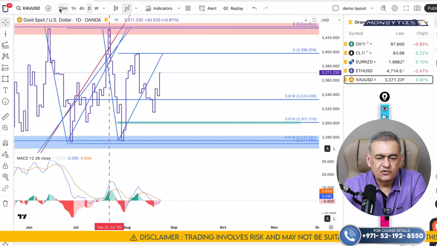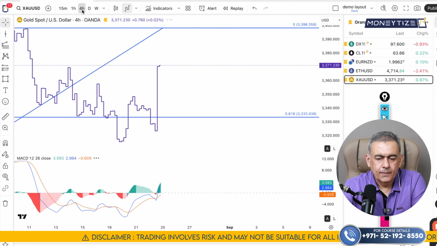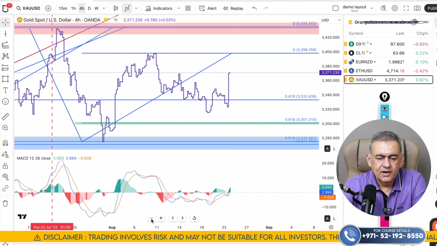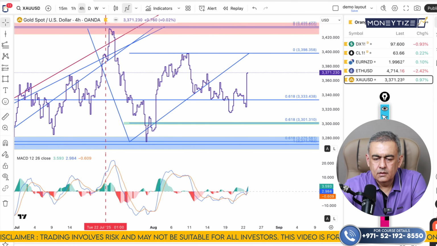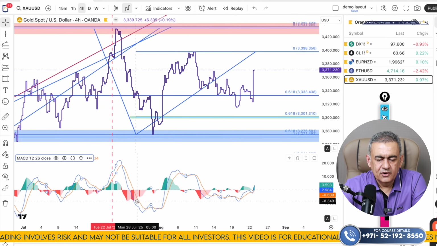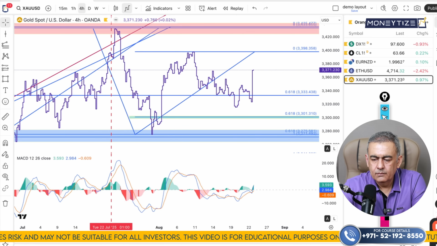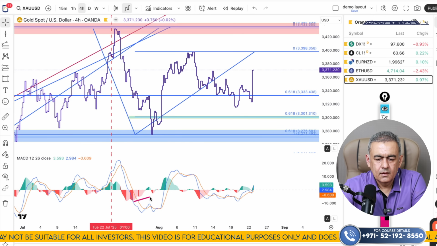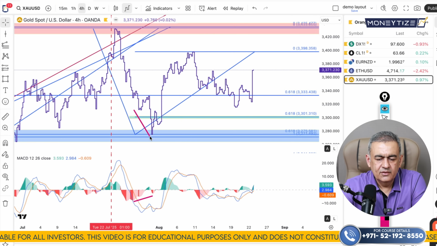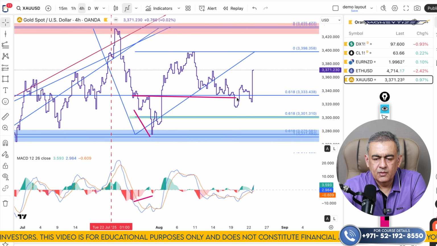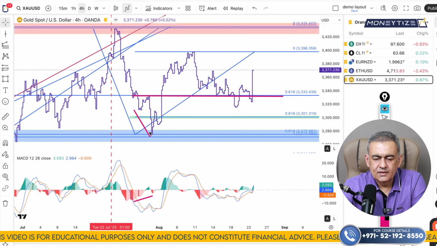Now I need to change to 4H. Now here on 4-hourly frame, I could see buyers coming back. We have bullish divergence at the bottom here, and bullish divergence with confirmed breakout structure. So this is starting point for the buyers. This is the high and this is the higher low.